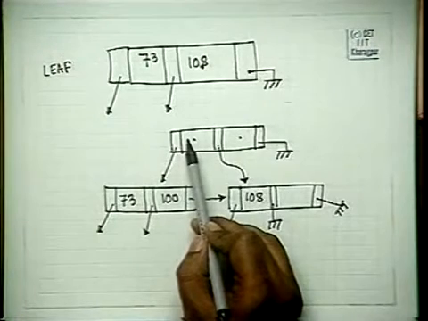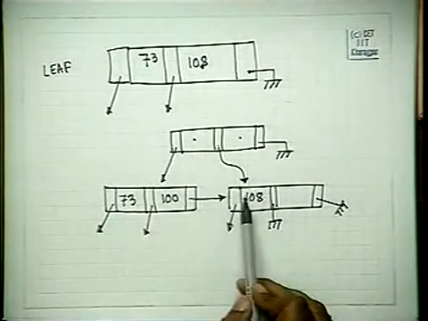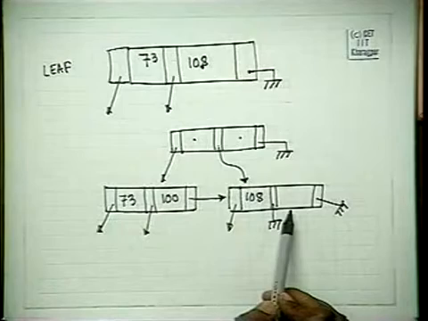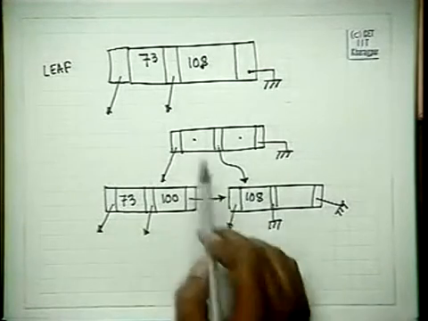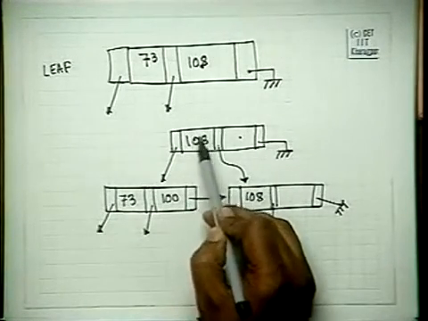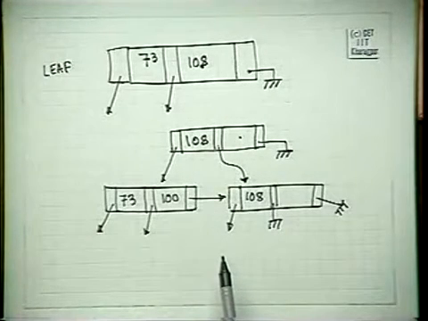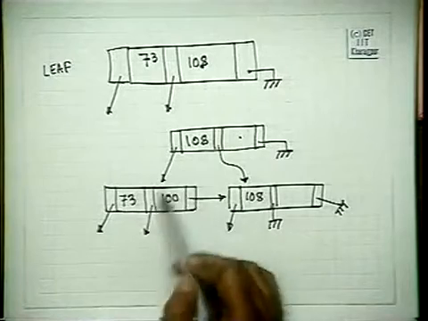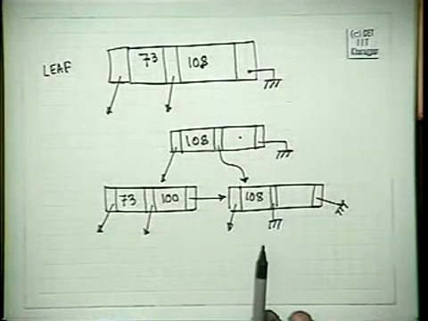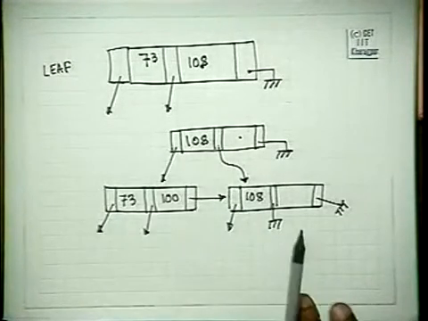So what value must we put here? It is the minimum on this side, so 108. And this value may be nothing. We don't know. This value is not there. But two pointers are definitely there. For a non-leaf node, you must have two pointers.